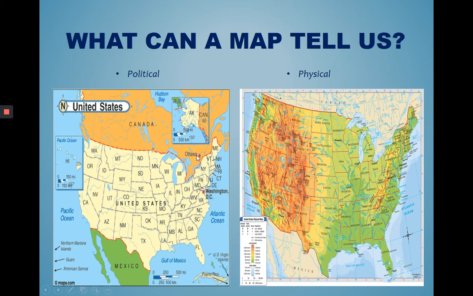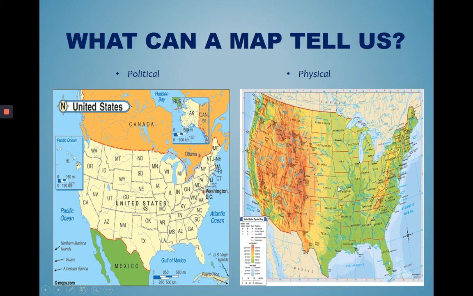On the left side you will see a political map, and again it does not show physical features. Instead it shows you state boundaries as well as national boundaries. It also shows our country's capital, Washington, D.C. On the right side, you will see a physical map, and this shows physical features. You see lakes, you see rivers, oceans.